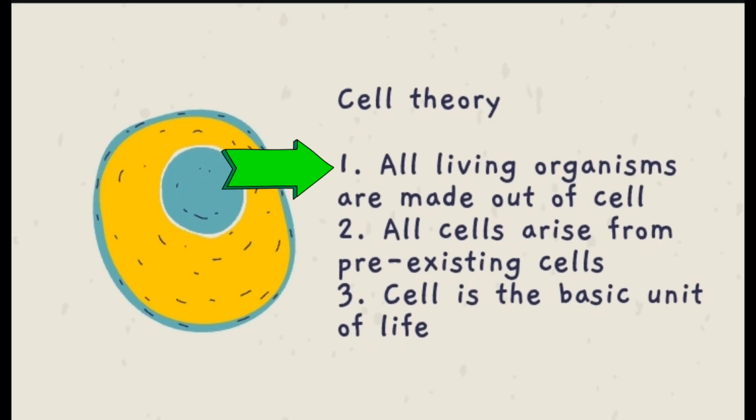The first one is, all living organisms are made out of cell. Yes, you heard it right. You are made out of cell. The second one is that all cells arise from pre-existing cells. And lastly, cell is the basic unit of life.